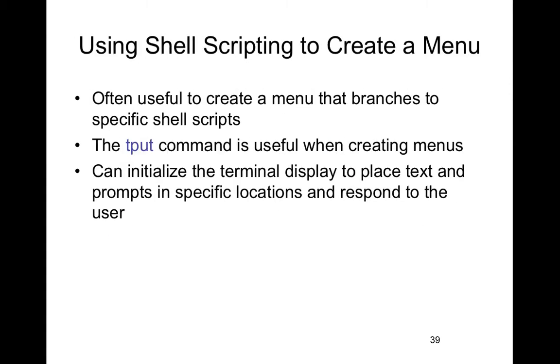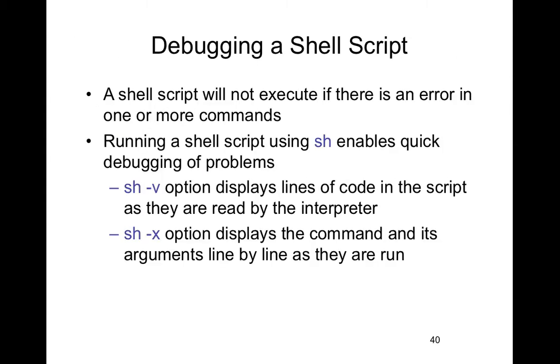So we'll see an example here actually in a few minutes that uses tput. And then you can debug and check the script before you run it. The shell script will not execute if there is an error in one or more of the commands. You can actually set the shell with these options before you run it. What you're doing is actually taking a shell script and turning it into something like a compiled executable, because it's going to pre-process all of the code in there and then tell you if there's an error before it runs, which is what you're doing when you create an executable.